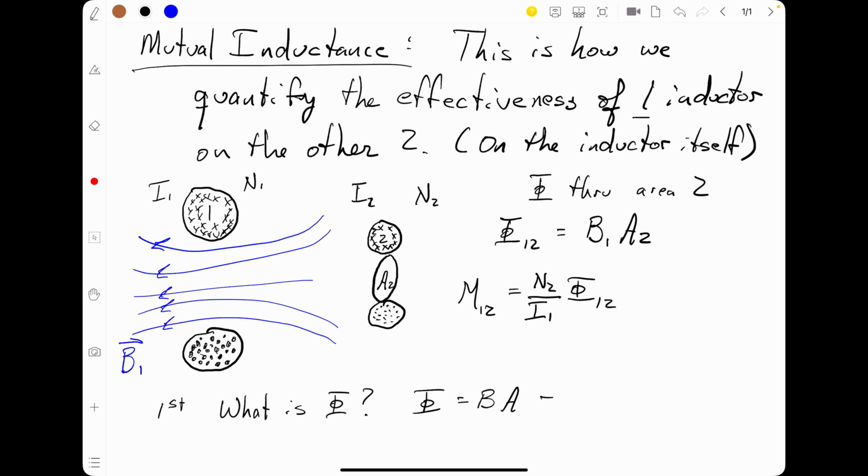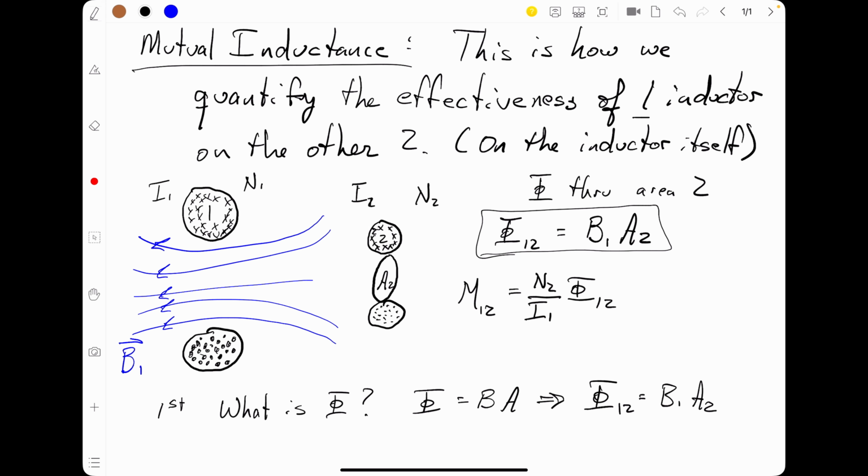But we can do what we did here, okay? So everything's perpendicular. Don't worry about that. And we will say that our phi 1, 2 is equal to B1, whatever the B is from 1, hitting the area 2, going through. So what is that flux?